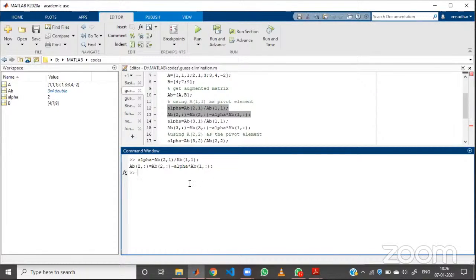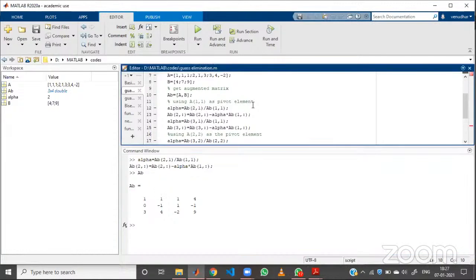Okay, so now you see, A11 was the pivot element here, and we have made the element next below it 0. So we have done this step. Similarly, we use A11 as the pivot element and make the row below it, that means here 3, to be 0.